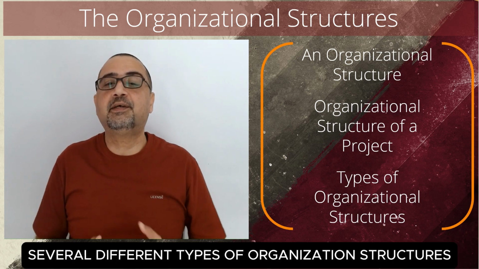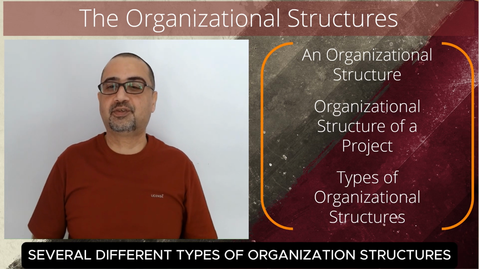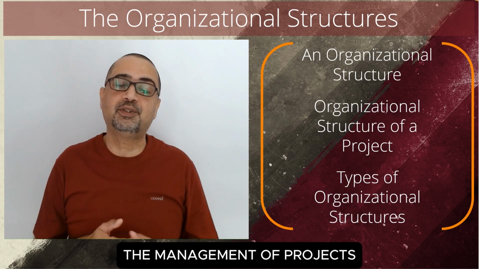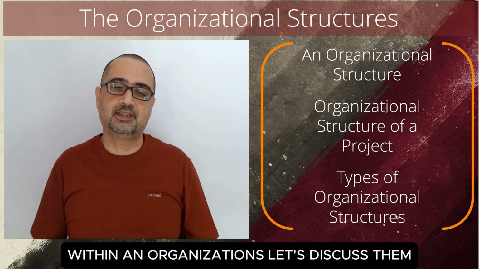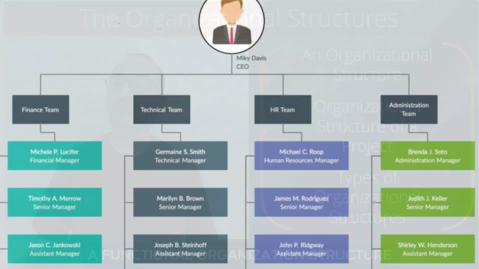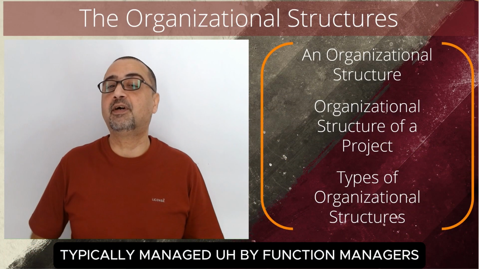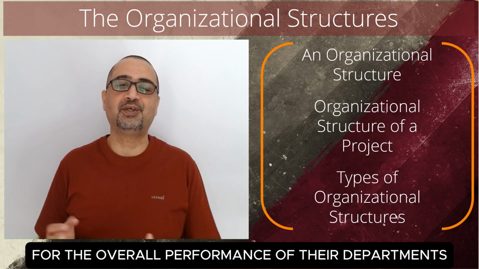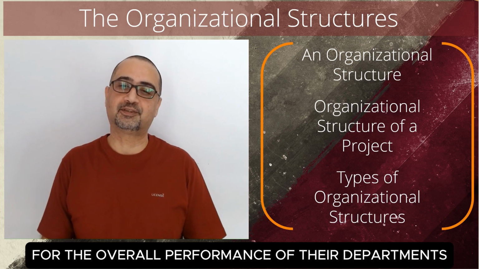PMP recognizes several different types of organizational structures that can impact the management of projects within an organization. Let's discuss them. First, we have the functional organizational structure. A functional organizational structure is based on functional areas such as marketing, finance, and engineering, typically managed by functional managers who are responsible for the overall performance of their departments.